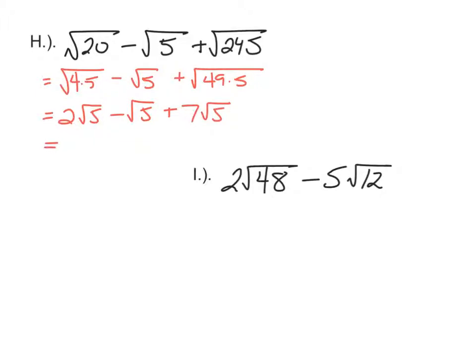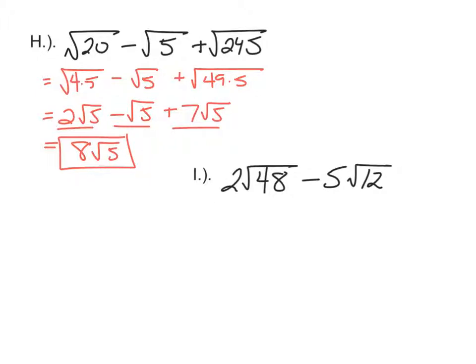To finish it up now, think about each term. This first term says I have 2 square root of 5s. Then I'm going to take away 1 square root of 5, and with that result add 7 more square root of 5s. So 2 minus 1 is 1, plus 7 makes 8 square root of 5s. That's my final answer. Notice that I didn't do anything to the root. The root stayed square root of 5.